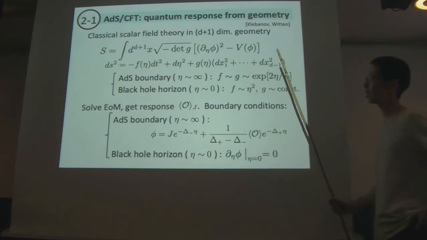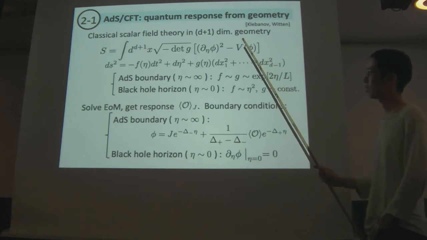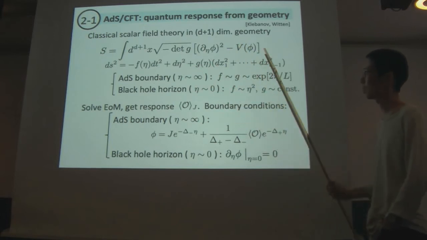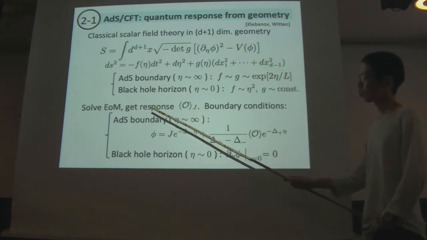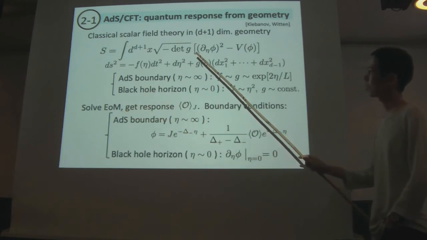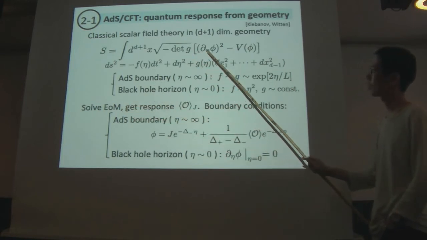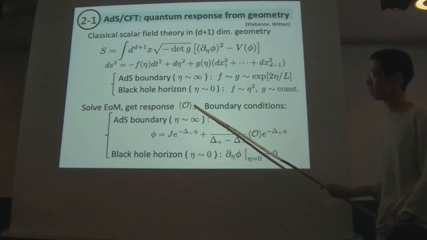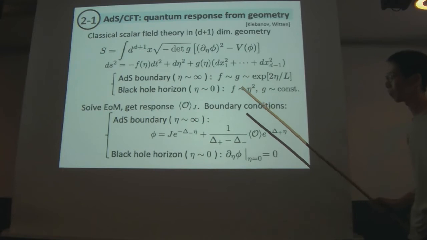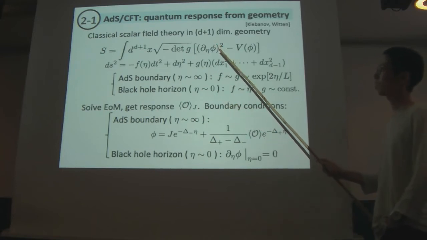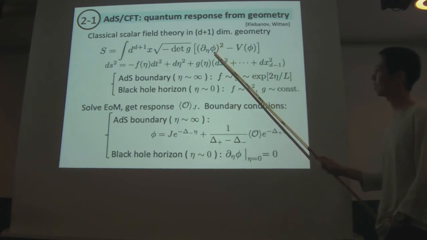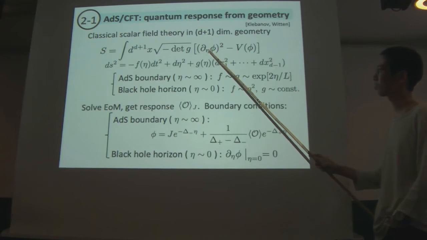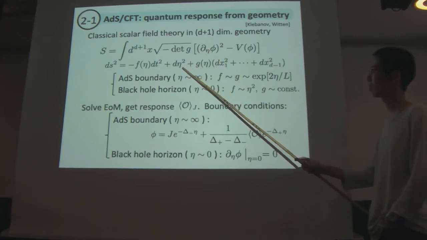And how do we get physical data of QCD from this? We solve the classical equation of motion of the scalar field phi, and then we get a response function of the CFT. So how do we get it? If I solve the equation of motion for phi, then this is a second order differential equation for eta.